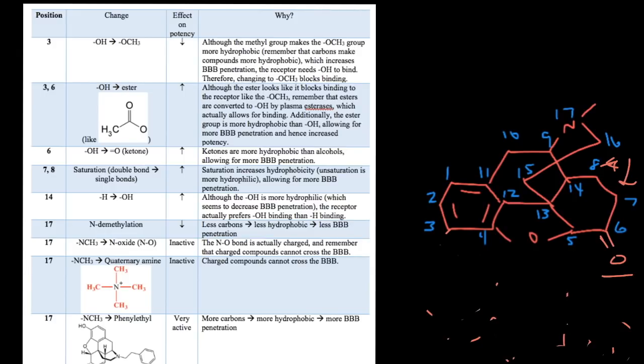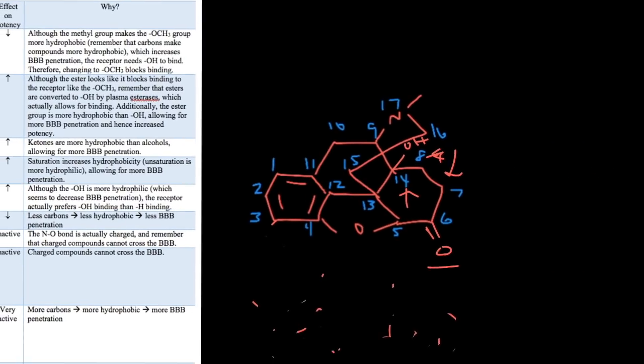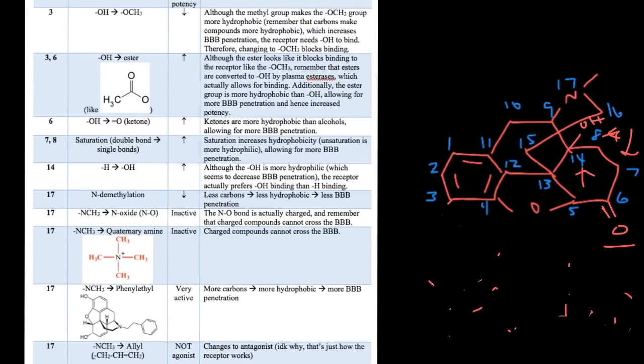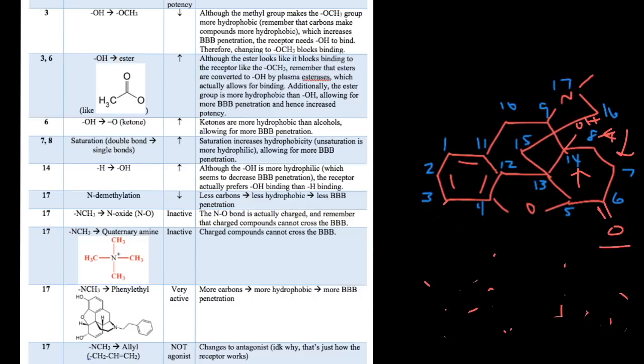At the 14 position, which is over here, if you add the OH here, you get increased potency. So this is where the 3D conformation comes in. I guess I'll do that later. Anyways, I'll explain it when I explain oxymorphone.